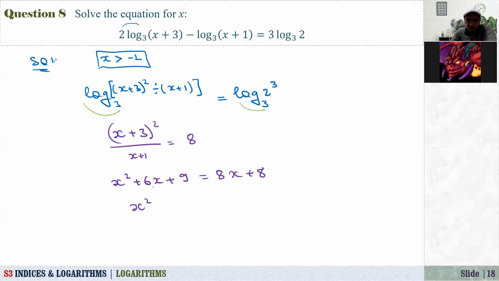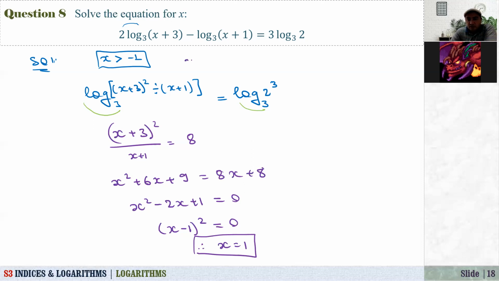So x squared, 6x minus 8x is equal to minus 2x. 9 minus 8 is equal to plus 1, that's equal to 0. And it's just a perfect square, right? You can write it as x minus 1 squared is equal to 0. It has only one solution, x should be equal to 1. And 1 actually belongs to this interval, right? We are looking for the solution from -1 to here. And 1 is somewhere here, so it is the solution.